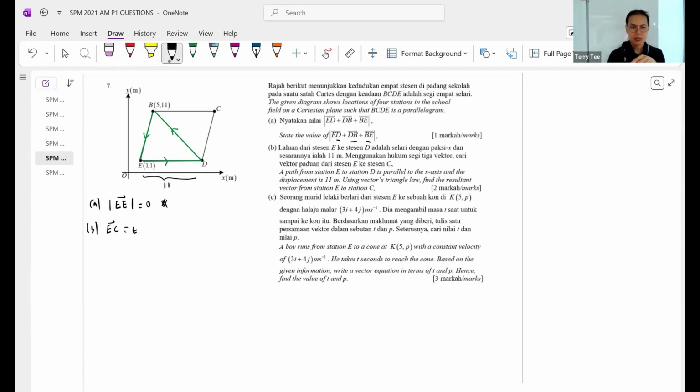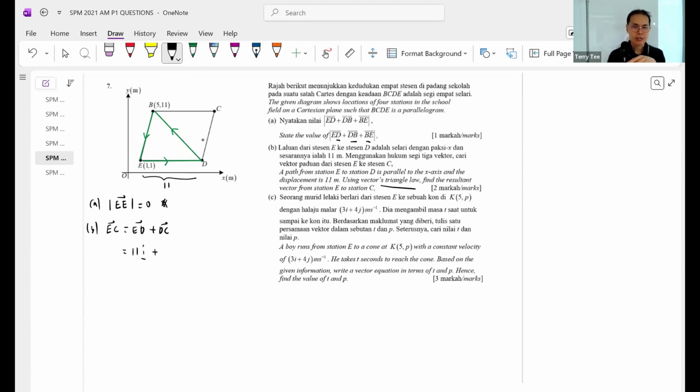So E to C is E to D plus D to C. Nowadays they say using the vector triangle law. That means you must write ED plus DC. You need to write this. If you don't write this, it is wrong. So ED itself is 11 units to the right. Just write 11i. You can write in ij form or in column vector form. Here I write ij. I follow the question, because you can see subsequent parts use ij.